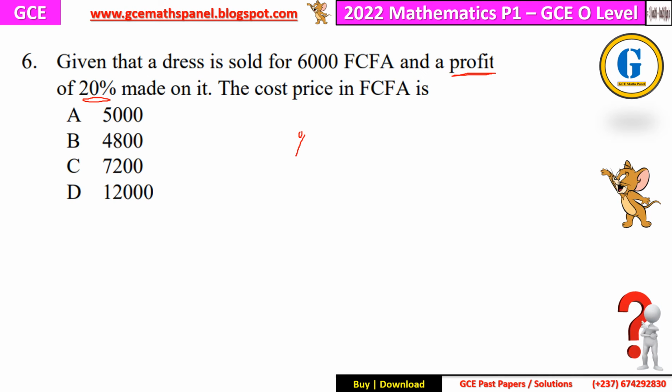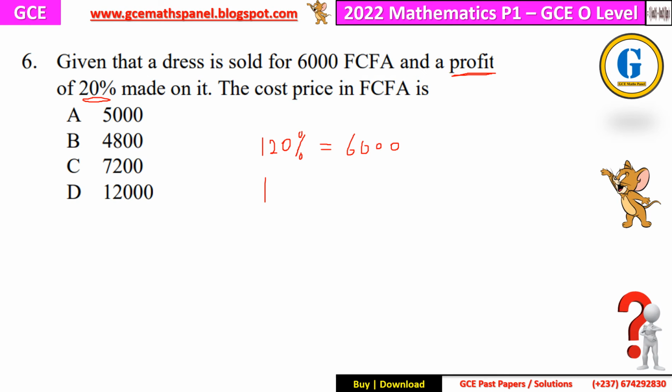When there is a profit, what will be the percentage selling price? So the percentage selling price will be 120%. Why is it 120%? When there is a gain, the percentage selling price is higher than 100. When there is a loss, the percentage selling price is less than 100. And if the selling price equals the cost price, then the percentage selling price is 100. However, percentage cost price is always 100. So this 120% is what gives us the 6,000.